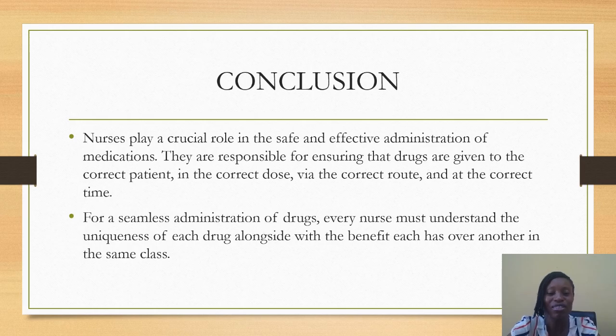You have to give the correct dose. It has to pass through the correct route, maybe oral, IV, IM, and at the correct time. Because a drug has its half-life, so you have to know what you are doing. For a seamless administration of drugs, every nurse must understand the uniqueness of each drug alongside the benefits each has over another in the same class.